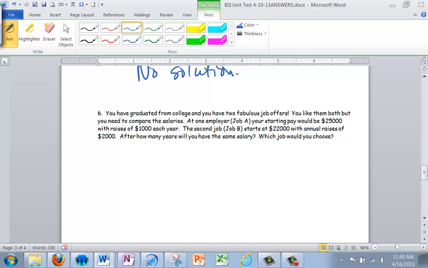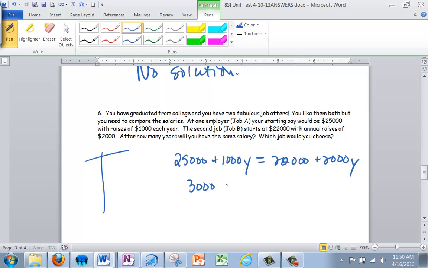Okay, you have the two jobs. A lot of people made a table for this to figure out when they would be the same. That was totally fine if you did that. The other way to do it is to say for job A, you start with $25,000, then you get $1,000 per year, and the other one you start with $22,000, and you get $2,000 per year. When will they be the same? That's when they're equal, so you can solve that. So you get 3,000 equals 1,000y, so y equals 3.